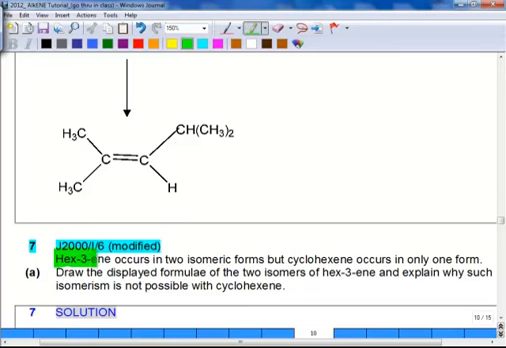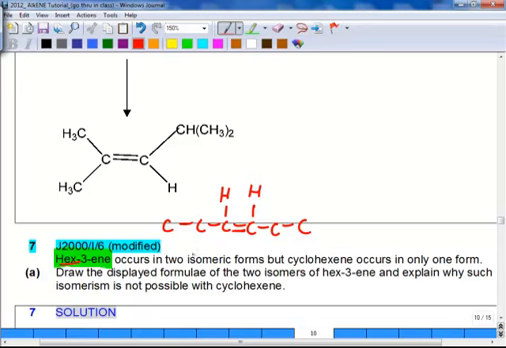Alright, question 7. Hex-3-ene, we actually talk about 6 carbons. So 1, 2, 3, 4, 5, 6. And hex-3-ene means that on the third carbon, I will have a double bond. And over here, check that each carbon has 4 bonds. So that means carbon 3 has 1 more bond to H. Similarly for over here. Okay?